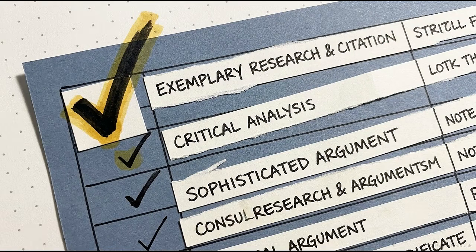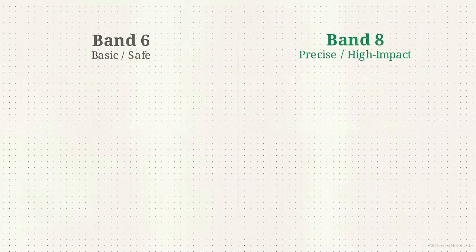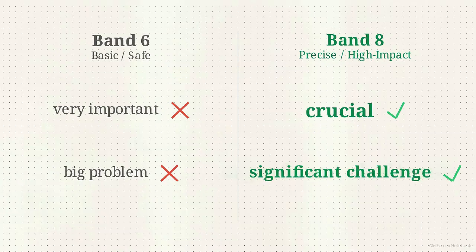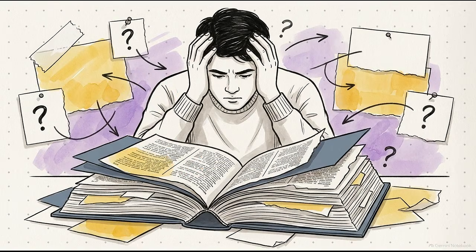in task response. Moving to the vocabulary criteria, we hit the second mistake, relying on safe, familiar words that lack impact. This comparison chart reveals the difference. On the left are typical Band 6 phrases like very important or big problem. On the right, the Band 8 equivalents, crucial and significant challenge. When an examiner reads an essay filled with these low-impact words, they interpret the student's linguistic range as limited and shallow. You do not need a massive dictionary.